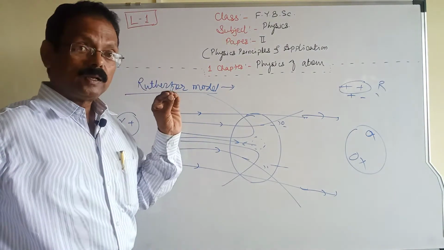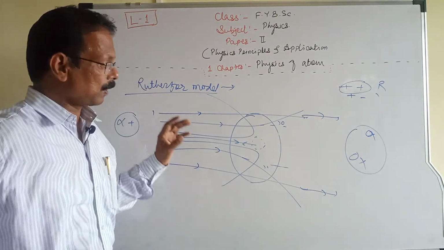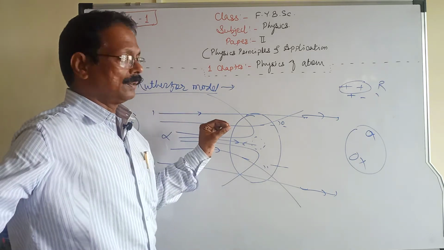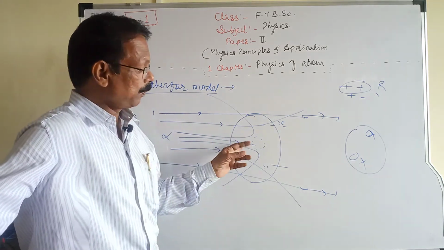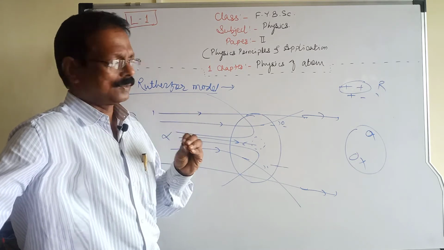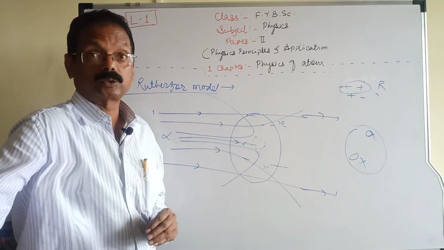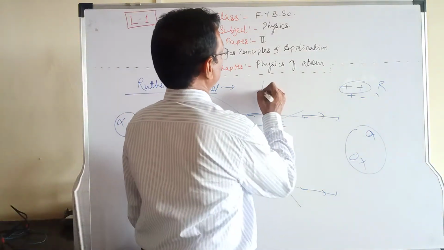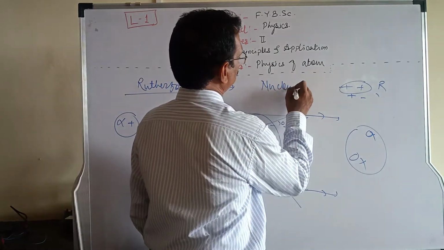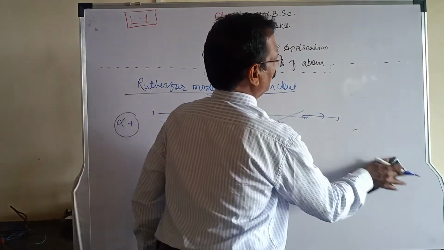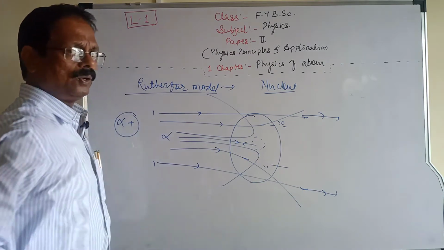So here we have to draw the conclusion from the figure, or observation, that the central portion contains the positive material. It is very small, and it is also massive. From that, Rutherford defined the nucleus. We can define the nucleus in three words.